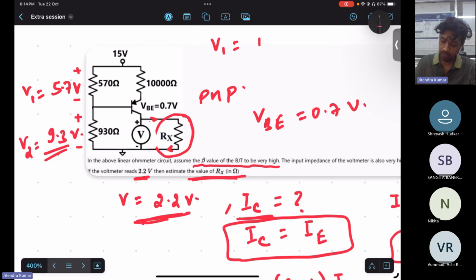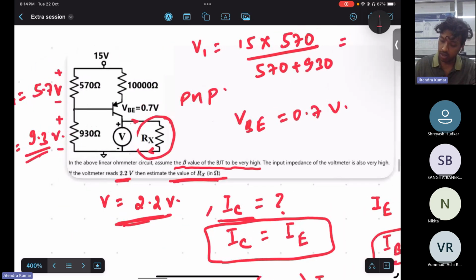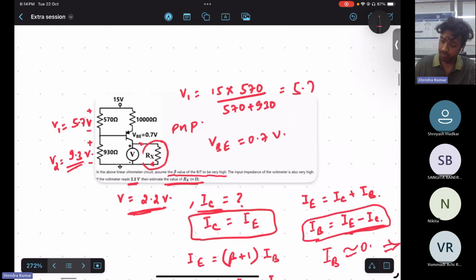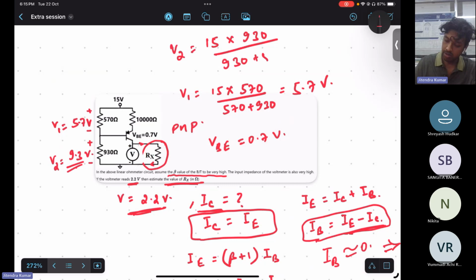Okay, fine. According to the voltage division rule, you can calculate V1, which is nothing but 15 into 570 divided by 570 plus 930. So you will get V1 equal to 5.7 volt. Similarly, V2 is 15 into 930 divided by 930 plus 570, so you will get 9.3 volt. So you get V1 and V2 in this fashion, right?